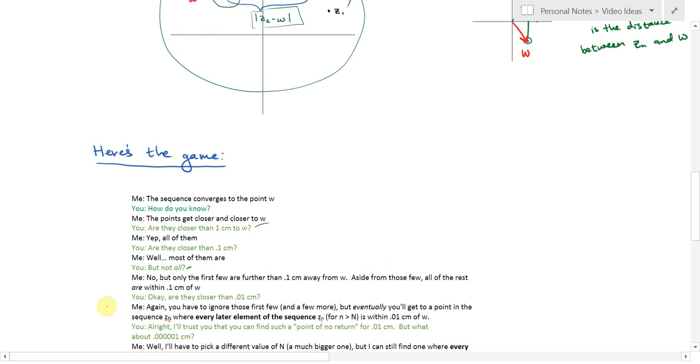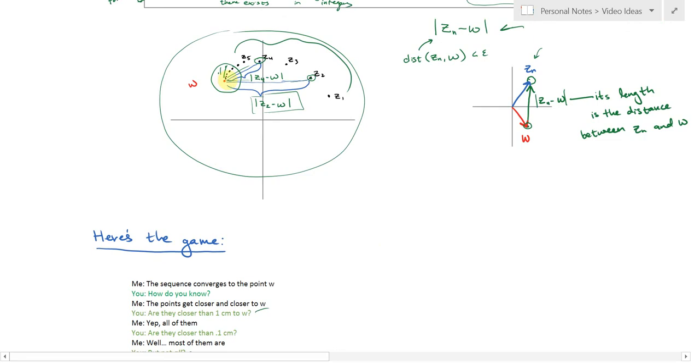Okay, so you start picking smaller and smaller numbers. You try 1 centimeter, 0.1 centimeter, so then you say, okay, are they closer than 0.01 centimeter? Me: Again, you have to ignore those first few, the original first 6 or 7 or something, and a few more. 0.01 centimeter is a lot smaller. Maybe it's just this region right there. So you have to ignore more and more of them.